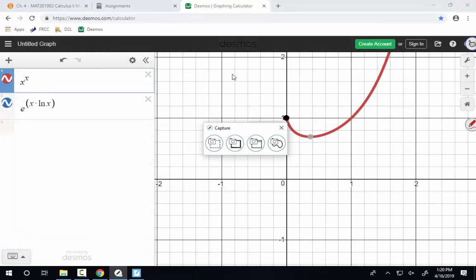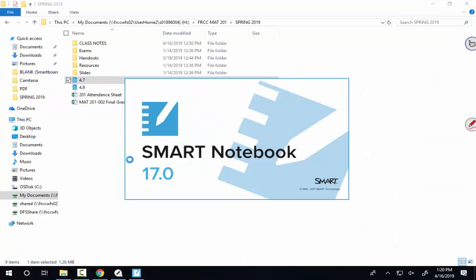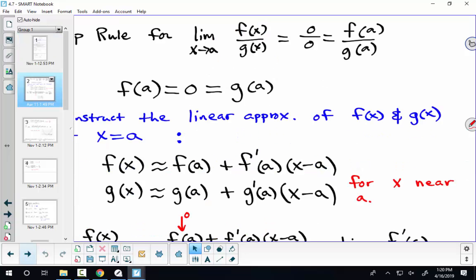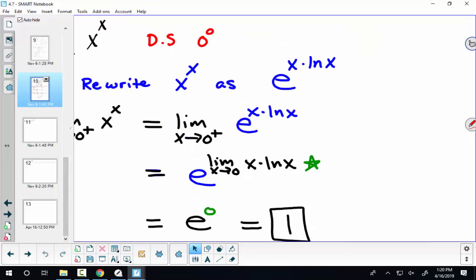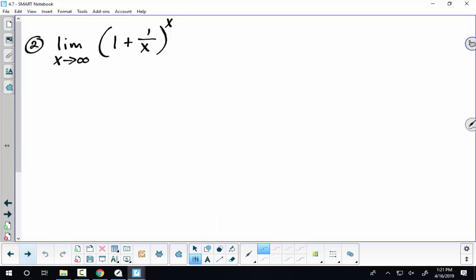I'm going to try to reopen this and see if it works. Any other questions on that? Okay, so why don't you all try this one? It's in your handout, right? Okay.